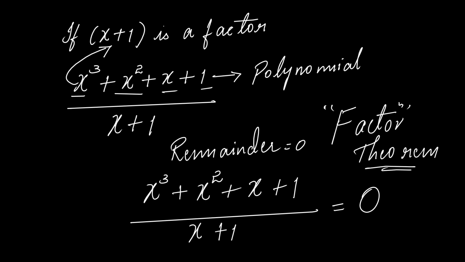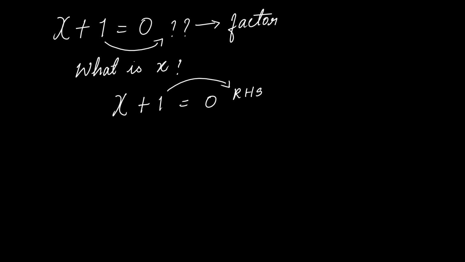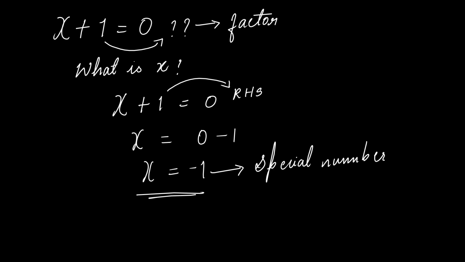But don't worry by hearing the name. It is very easy. I will explain it very clearly. Now look carefully at the factor x plus 1. Let me ask you something. When does x plus 1 become 0? When it becomes 0 only, then this is called a factor, right? So solve it. x plus 1 is equal to 0. So what is x? If you send plus 1 towards your right hand side, then it becomes minus 1. So x is equal to minus 1.